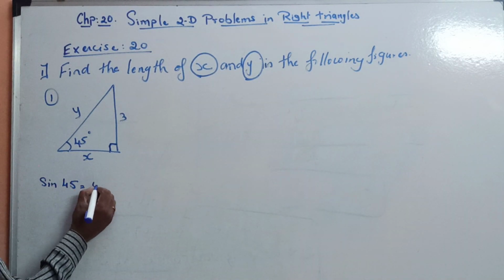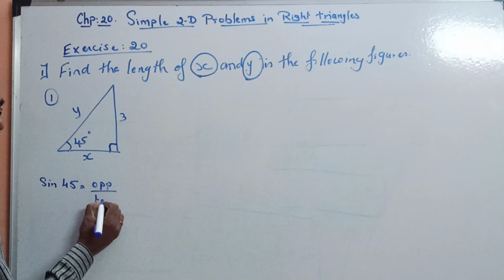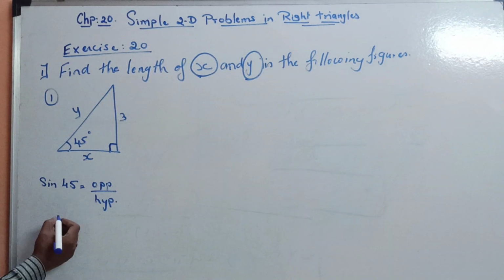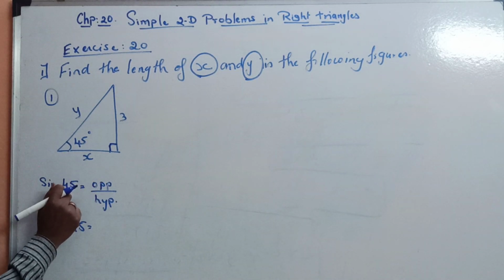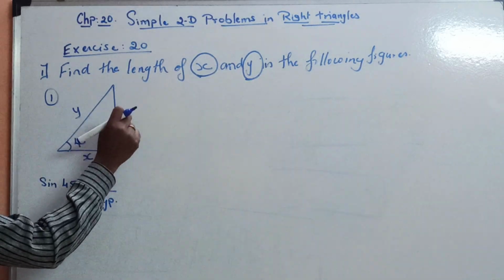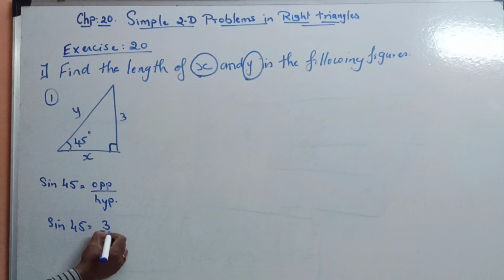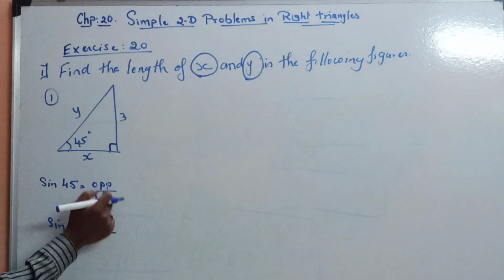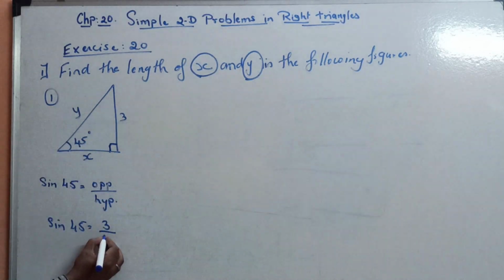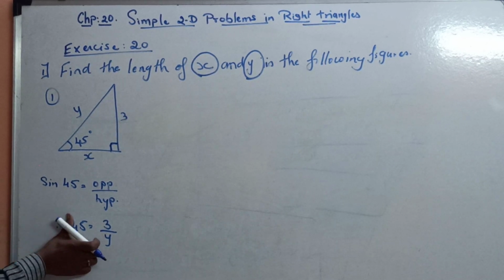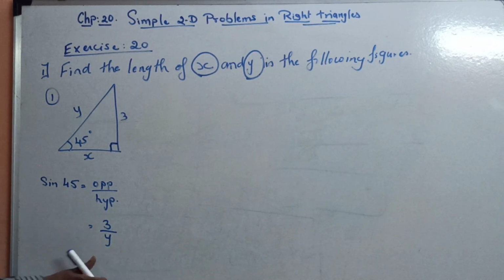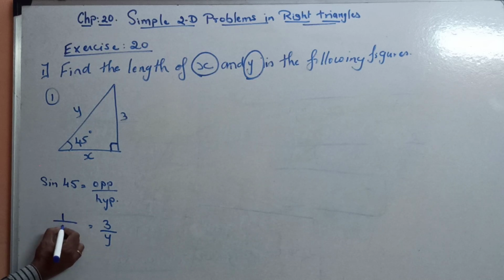Sine 45 is what? Opposite side upon hypotenuse. So sine 45 I'll write as it is. Which is the opposite side to sine 45? So that is 3 upon the hypotenuse. Hypotenuse is what? Y. But what is the value of sine 45? You have got the table in the previous chapter, last page, where we have given you the value. Sine 45 is nothing but 1 upon root 2.